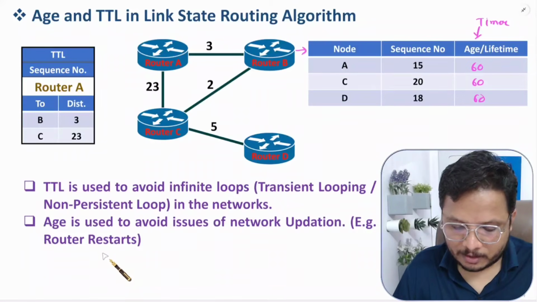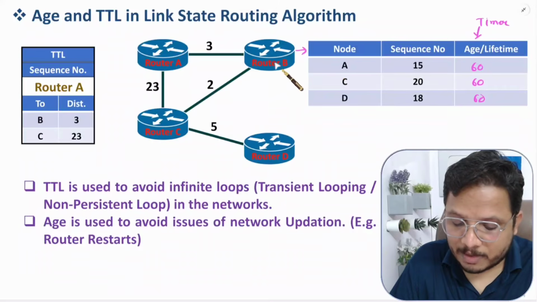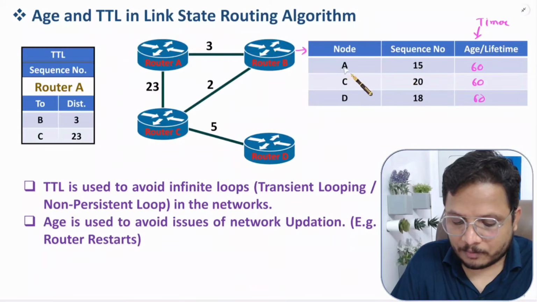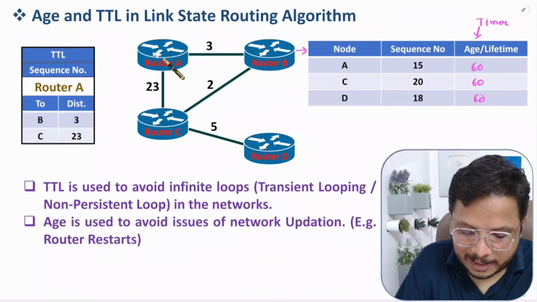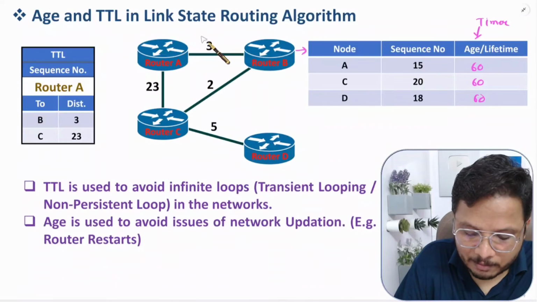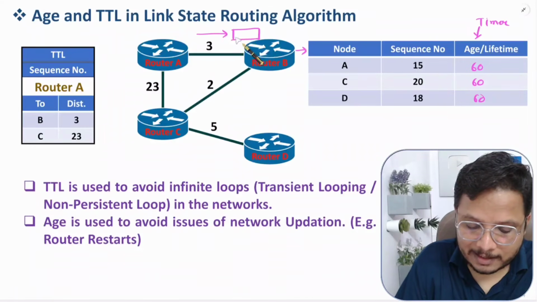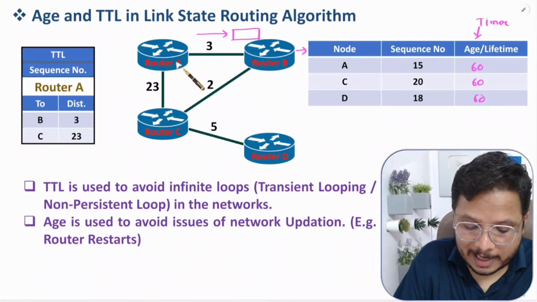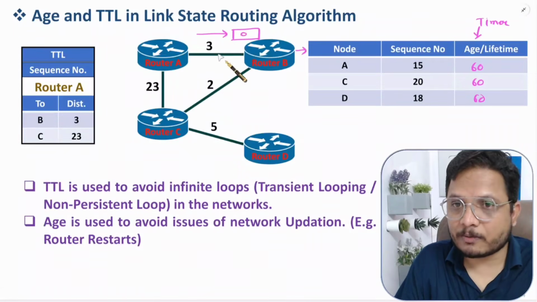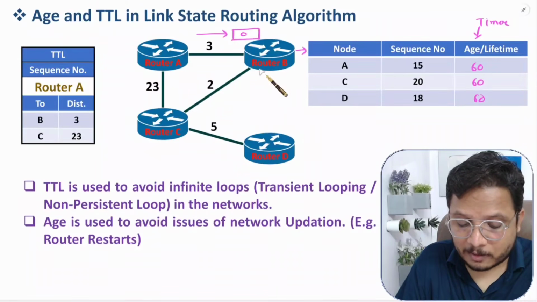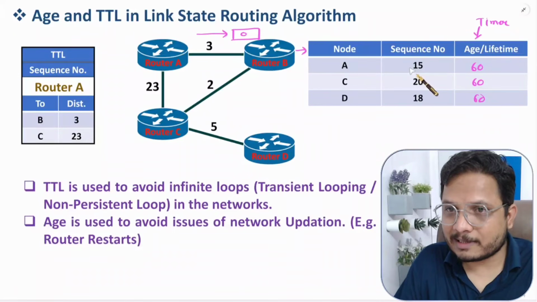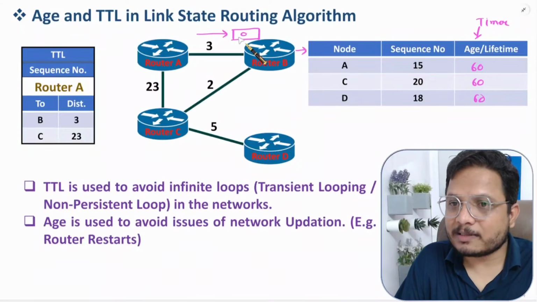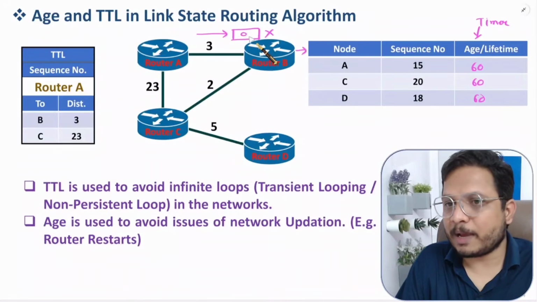Let me take one example. For example, right now with router B, the sequence number is 15 for node A. Now let us say router A is getting restarted. As A is restarted, A will forward link state information with one packet. Let us say with this packet, as router A is restarted, it starts from sequence number 0. And as it starts from sequence number 0, router B will say, I have updated data with sequence number 15 and you are sending me sequence number 0. So this is false information. So I cannot take this and it will drop this packet.